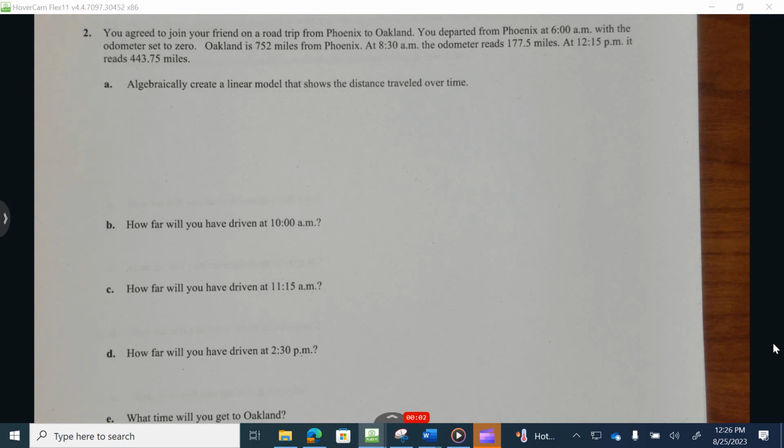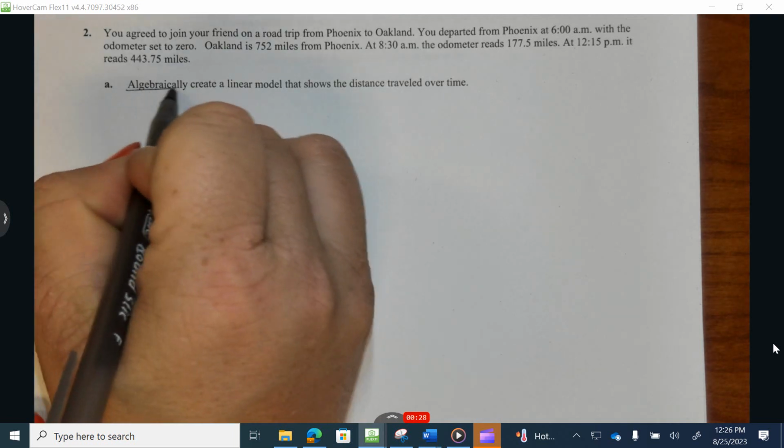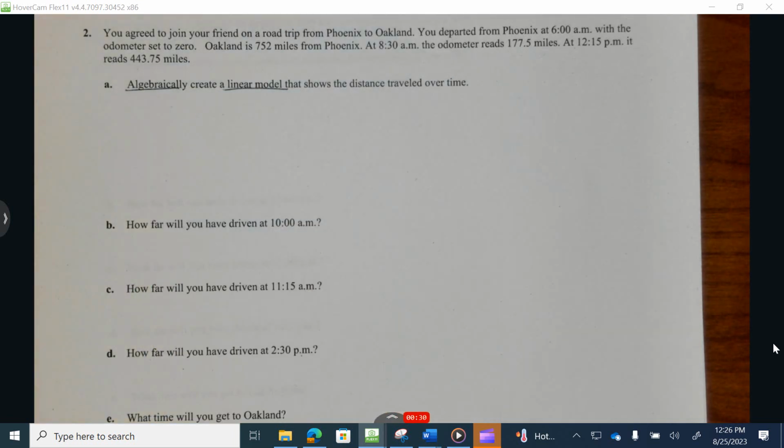You agreed to join your friend on a road trip from Phoenix to Oakland. You depart from Phoenix at 6 a.m. with the odometer set at 0. Oakland is 752 miles from Phoenix. At 8:30, the odometer reads 177.5 miles. At 12:15 p.m., it reads 443.75 miles. Write an algebraic model that shows the different distance traveled over time.